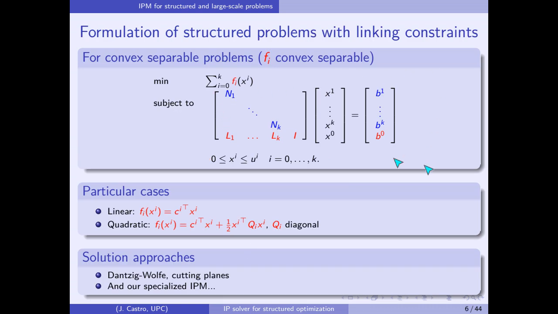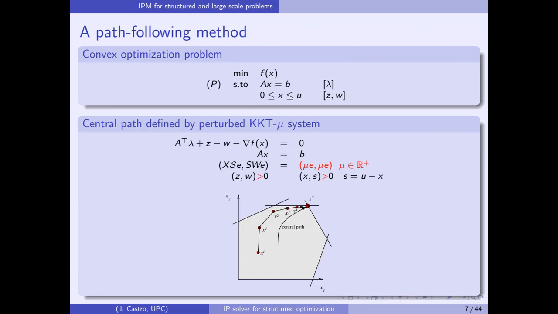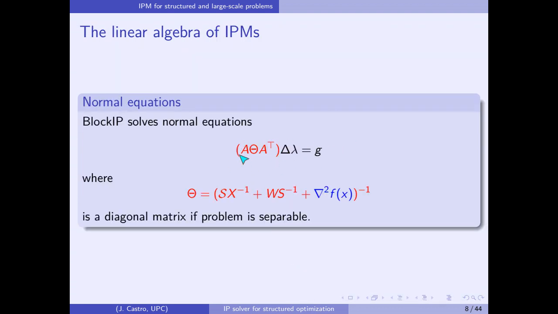Remind that we are solving problems of this form. So A has this form. We have block constraints, linking constraints. So exploiting this structure, we can see that this system can be solved much more efficiently.